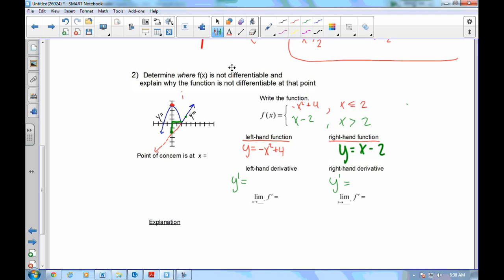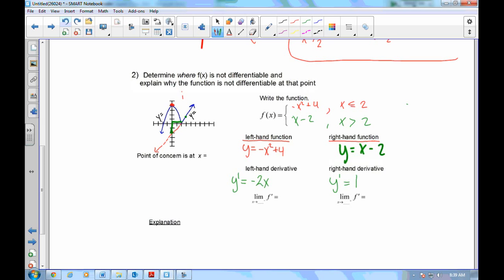Okay, Joanna, what did you get for the derivative of the left-hand side? Negative 2x. Because this currently is x to the 0 power, right? There's really not an x there, so when you take the derivative of a constant, it disappears. It's 0. Okay, and this one, we just get 1.